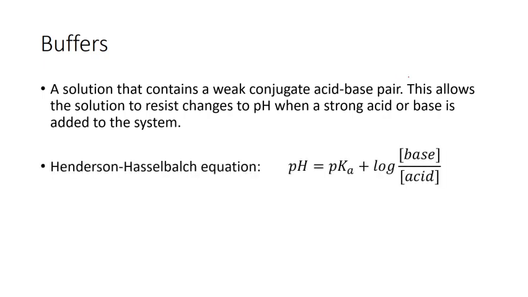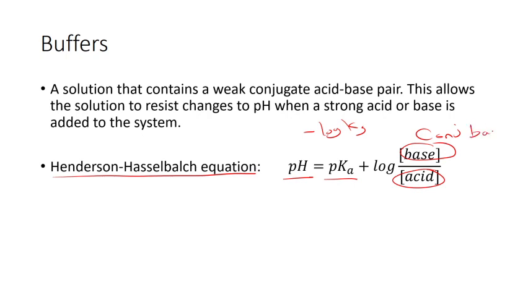Now, here is a really important equation for buffers, the Henderson-Hasselbalch equation, where we can equate pH to the pKa, and remember that is just the negative log of Ka, plus the log of our conjugate base concentration over our acid concentration. Remember, and this is good to remember, that this is the conjugate base over our acid. So when I say base, I'm talking about conjugate base.